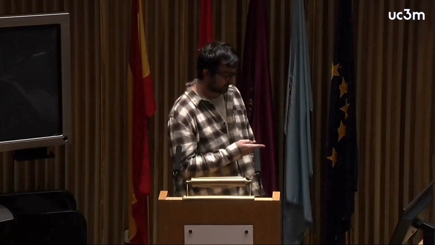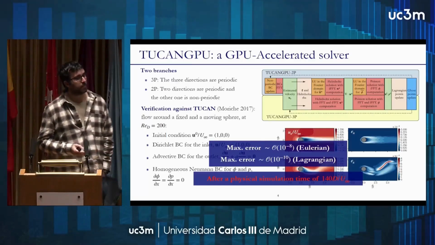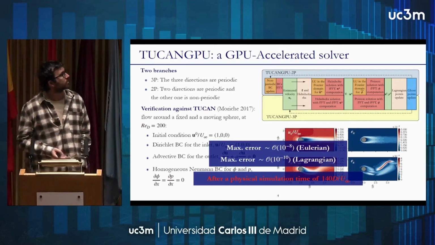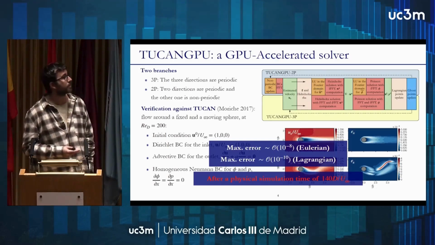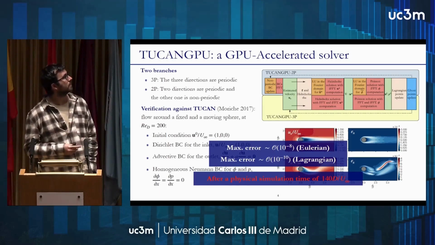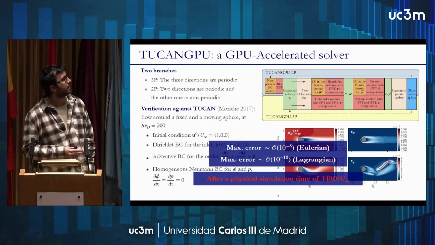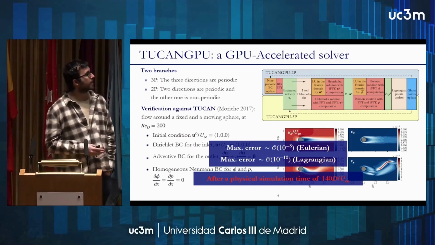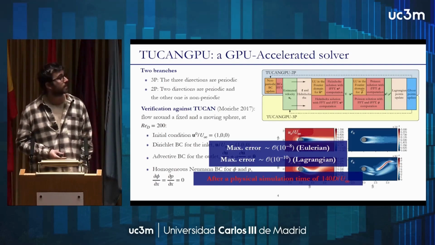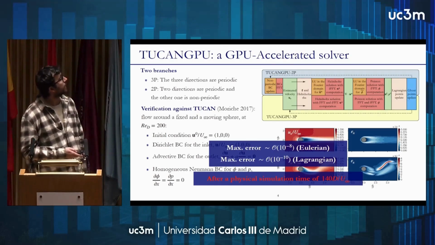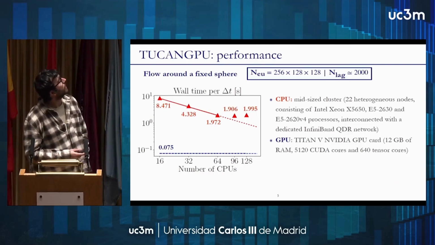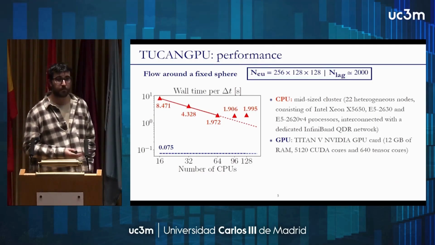The message here is that when we compare the absolute errors in all the velocity components and also the pressure, we are getting absolute errors between the solvers of 10 to the power of -8 and -10 for the Eulerian and Lagrangian variables respectively. And this is after 140 physical simulation time units, so this is quite a lot. So we consider this verified, the solver works, and now we take a look at the performance of the solver.